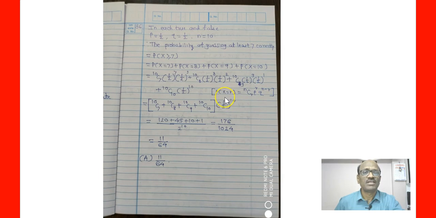Use the formula P of X equals r, nCr p raised to x, q raised to n minus r. What is common here overall? That is (1/2) raised to 10 is common. Substitute the values 10C7, 10C8, 10C9, 10C10. Then you will get 120 plus 45 plus 10 plus 1 upon 2 raised to 10. And after simplification, you will get 11 upon 64. Now next question.